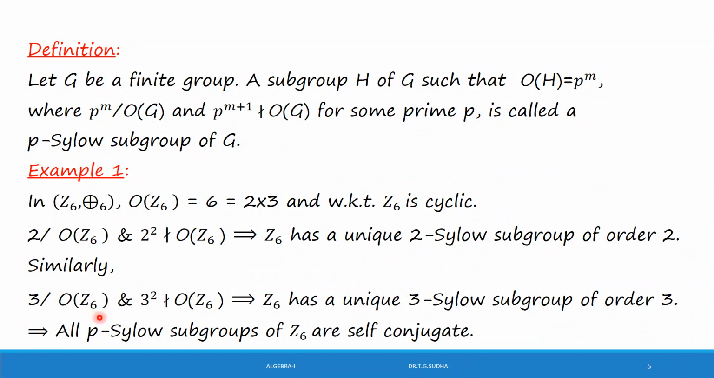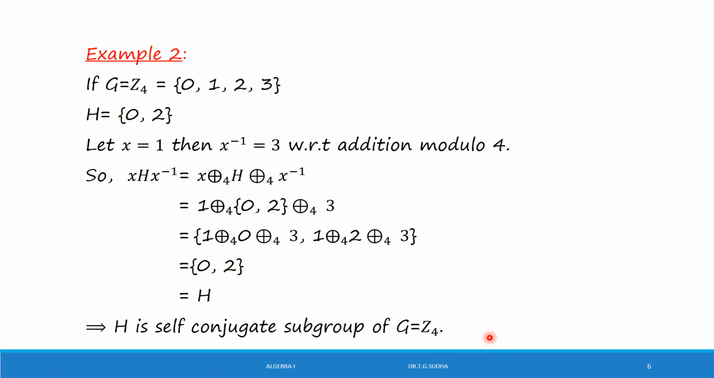Similarly, 3 divides the order of Z6 and 3 square does not divide the order of Z6. Once again, Z6 has a unique 3-Sylow subgroup of order 3, and this is also using the first Sylow theorem. Therefore, the 2-Sylow subgroup and 3-Sylow subgroup, both being unique, the P-Sylow subgroups of Z6 are self-conjugate. This also follows because Z6 is cyclic.